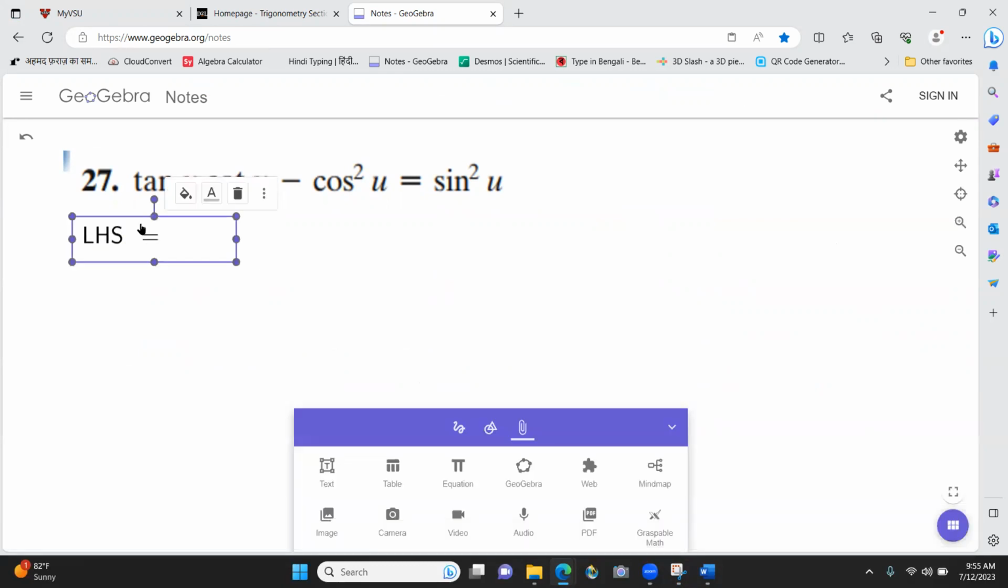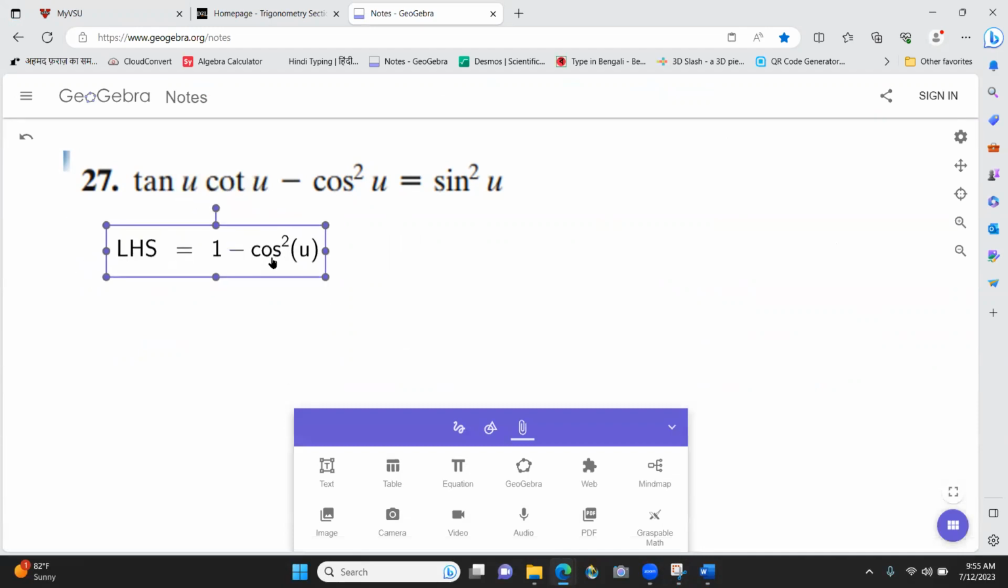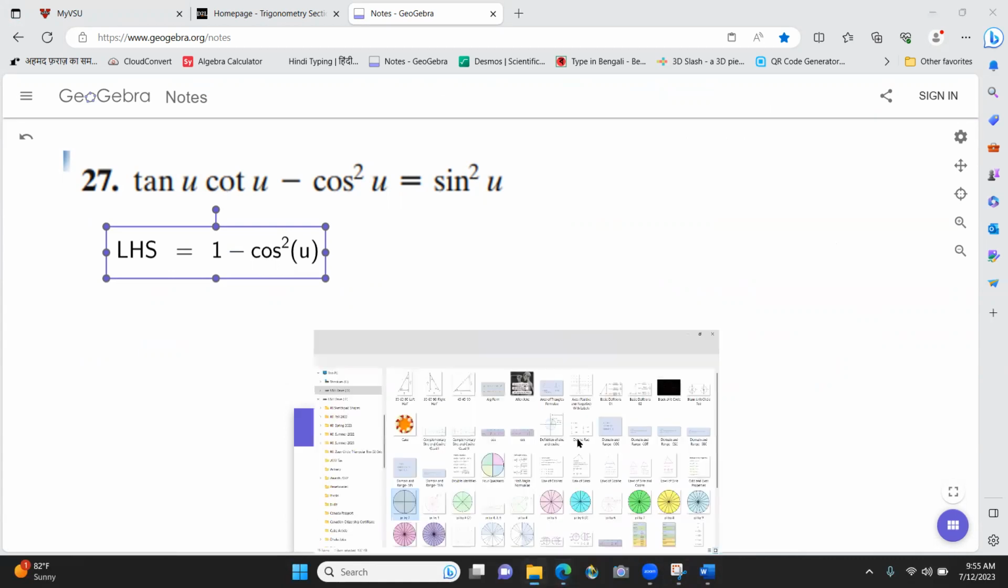So instead of tan and cot, well, guess what? I know they're using u, okay? Doesn't matter. I'm going to use theta if you don't mind. Tan and cot will cancel each other. They're reciprocals of each other. So I can write 1 minus cosine squared u, just to be consistent. Let me see if I can get you a better view.